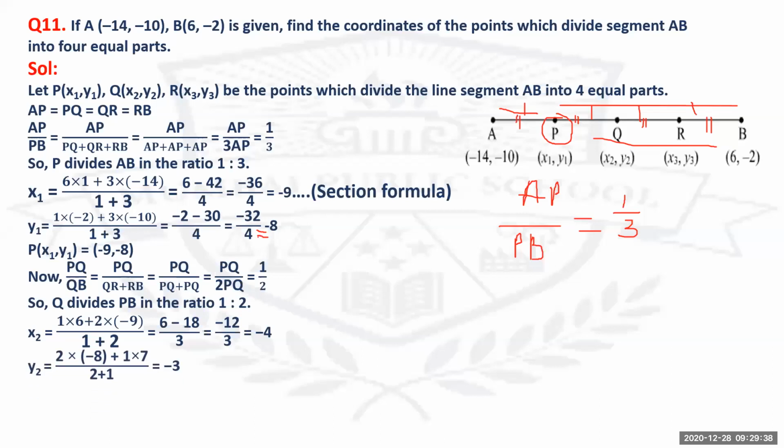And y2 equals (2 into -8 plus 1 into 7) upon (2 plus 1). That equals -3. Yes, beta.